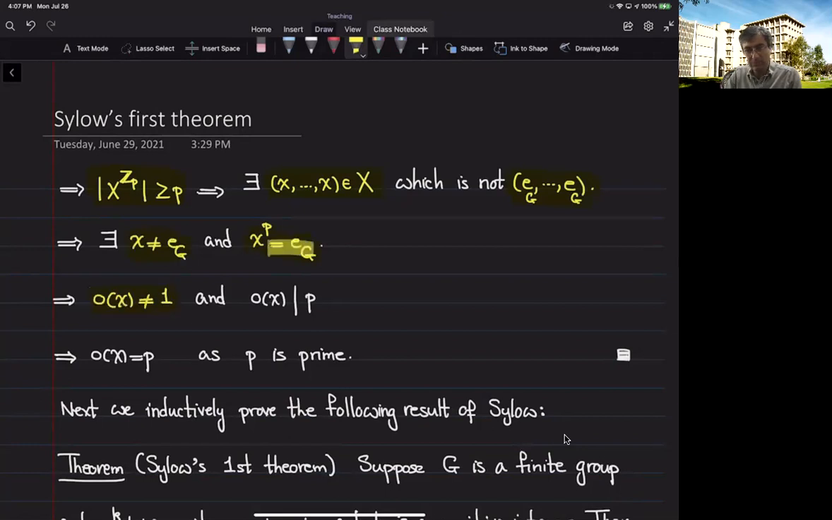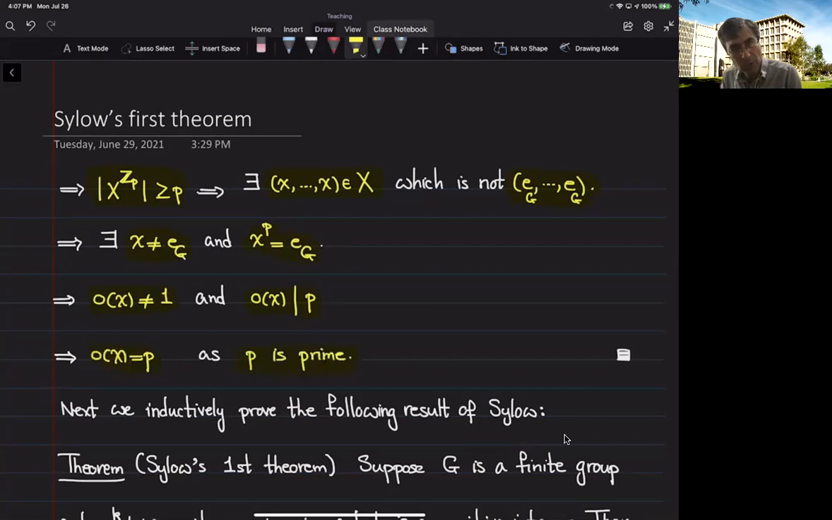Because x to the p is the neutral element, its order divides p. P is a prime number. The only positive divisors of p are 1 and p. The order of x is a positive divisor of p. It's not 1, so it should be p. So that completes the proof.